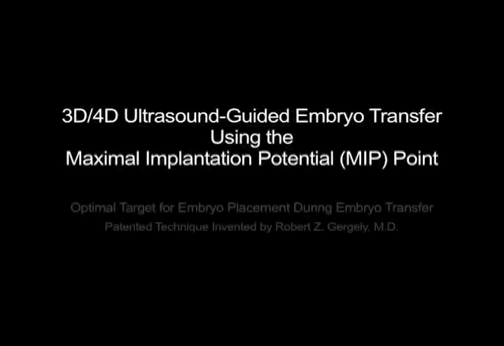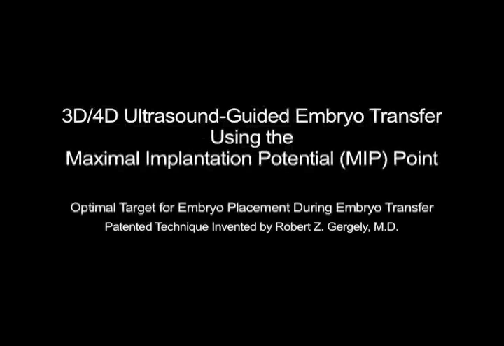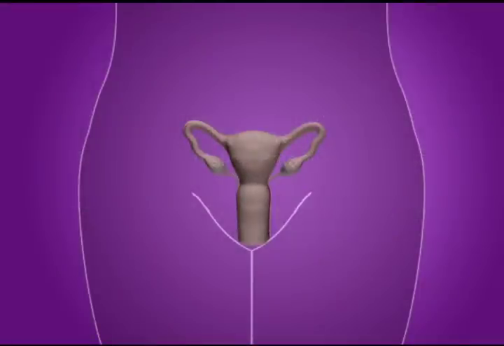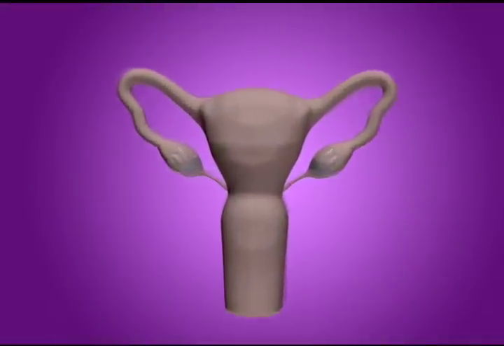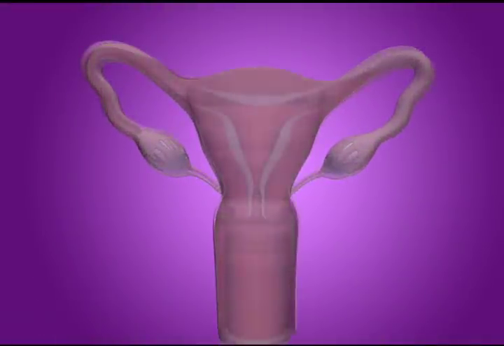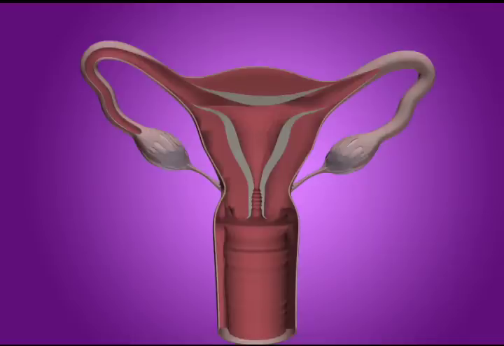This presentation demonstrates the use of the maximal implantation potential, or MIP, point during in vitro fertilization to facilitate embryo transfer and improve pregnancy rates. The goal of the MIP point concept and technique is to imitate nature, using 3D and 4D ultrasound to locate the optimal target for successful embryo placement within the uterine cavity.